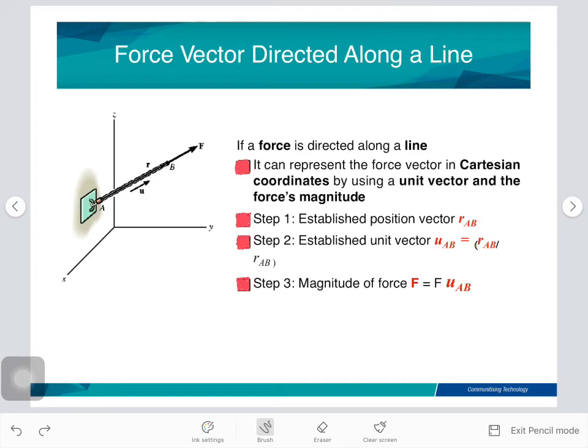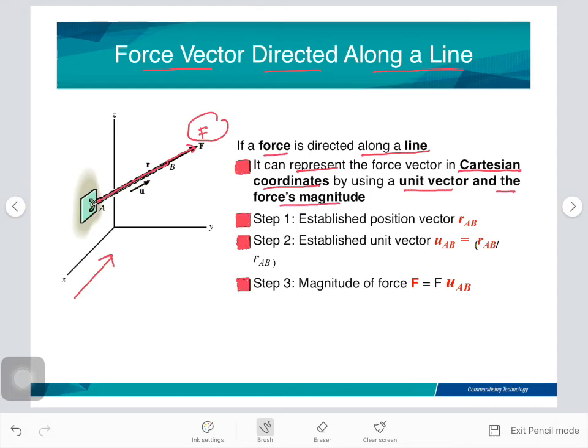Next is the force vector directed along a line. This is another application of the position vector. You may refer to this figure. Let's say we have a force directed along a line, like this. This is the force, and the force is directed along this line. This force can be represented in Cartesian coordinates by using the unit vector and the force magnitude.